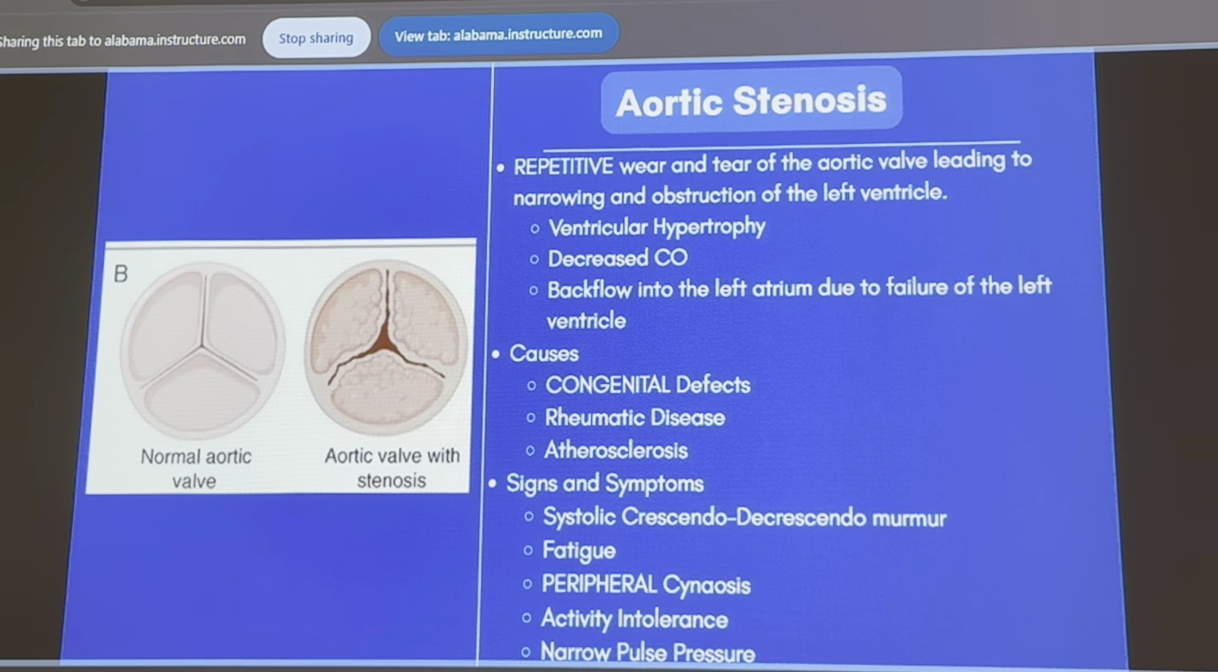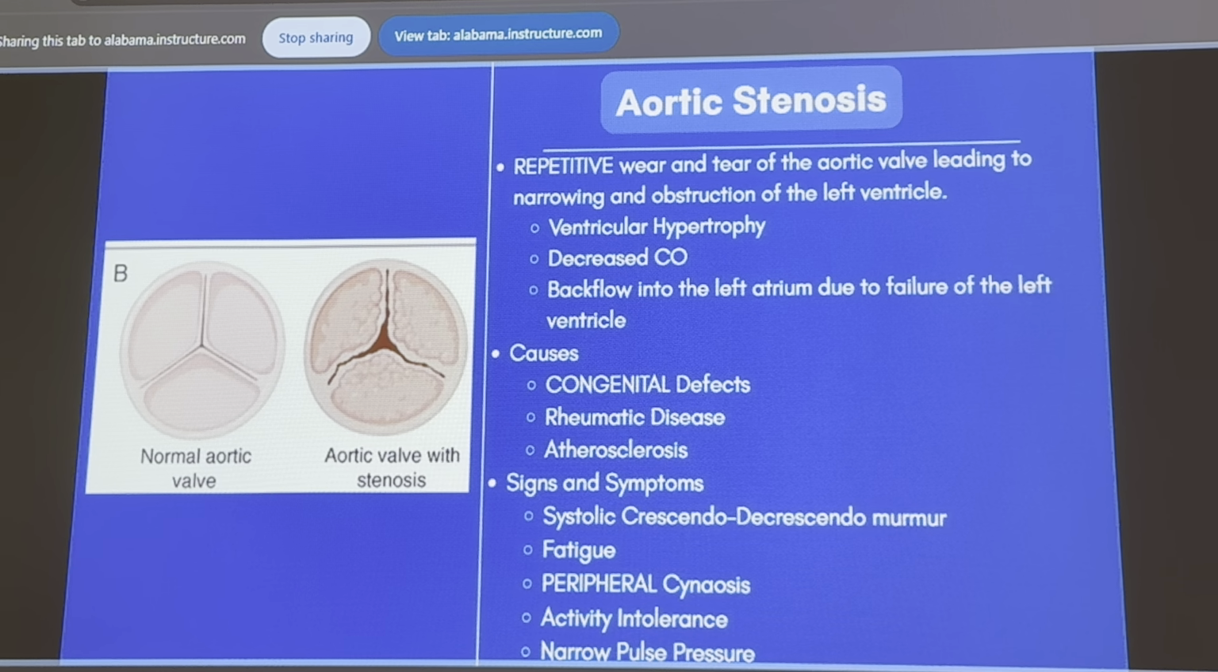So as the left ventricle beats during systole, that aortic valve opens, allowing for that blood to flow into that aorta and out through the body. Then during diastole, it closes up to hopefully not allow for that backflow of blood to occur.